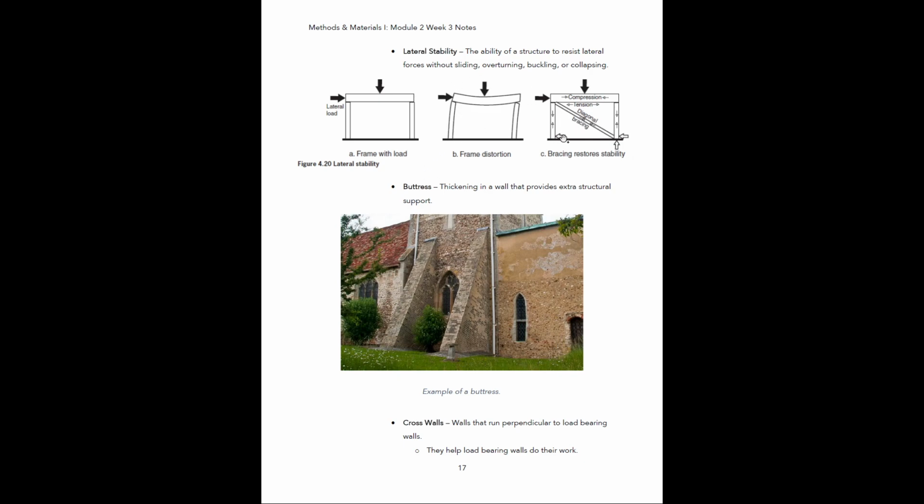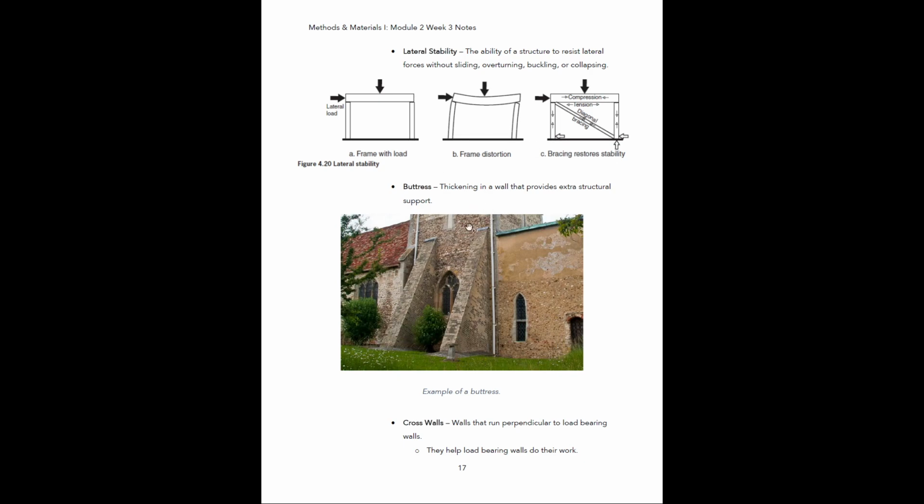So what we do is we will add in bracing. A lot of structural frame structures will have some sort of diagonal bracing integrated into them to prevent that from happening. So as this force now comes in here, the force is being transferred diagonally down to this point, and you don't have any of that distortion going on. So that's going to restore the stability within the structure.